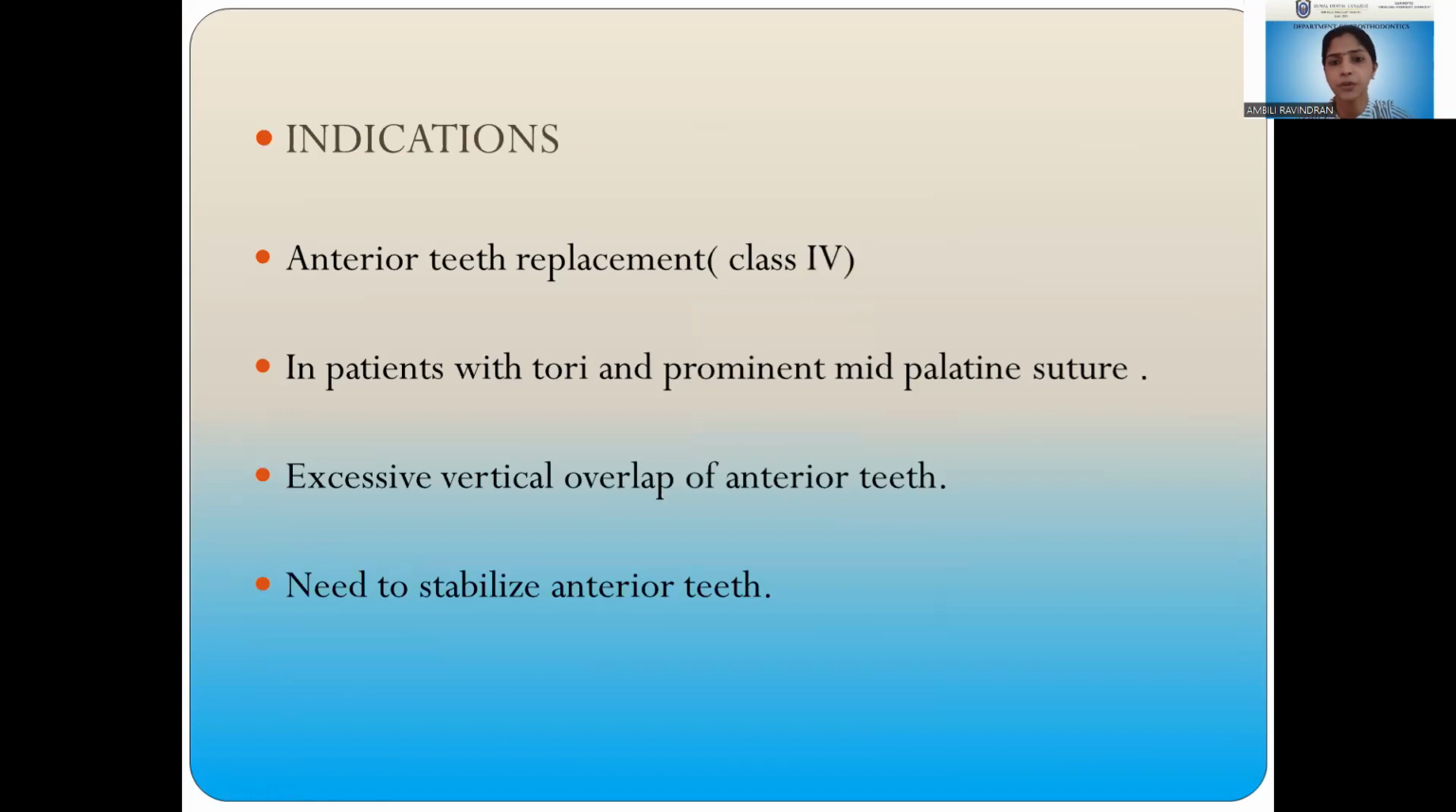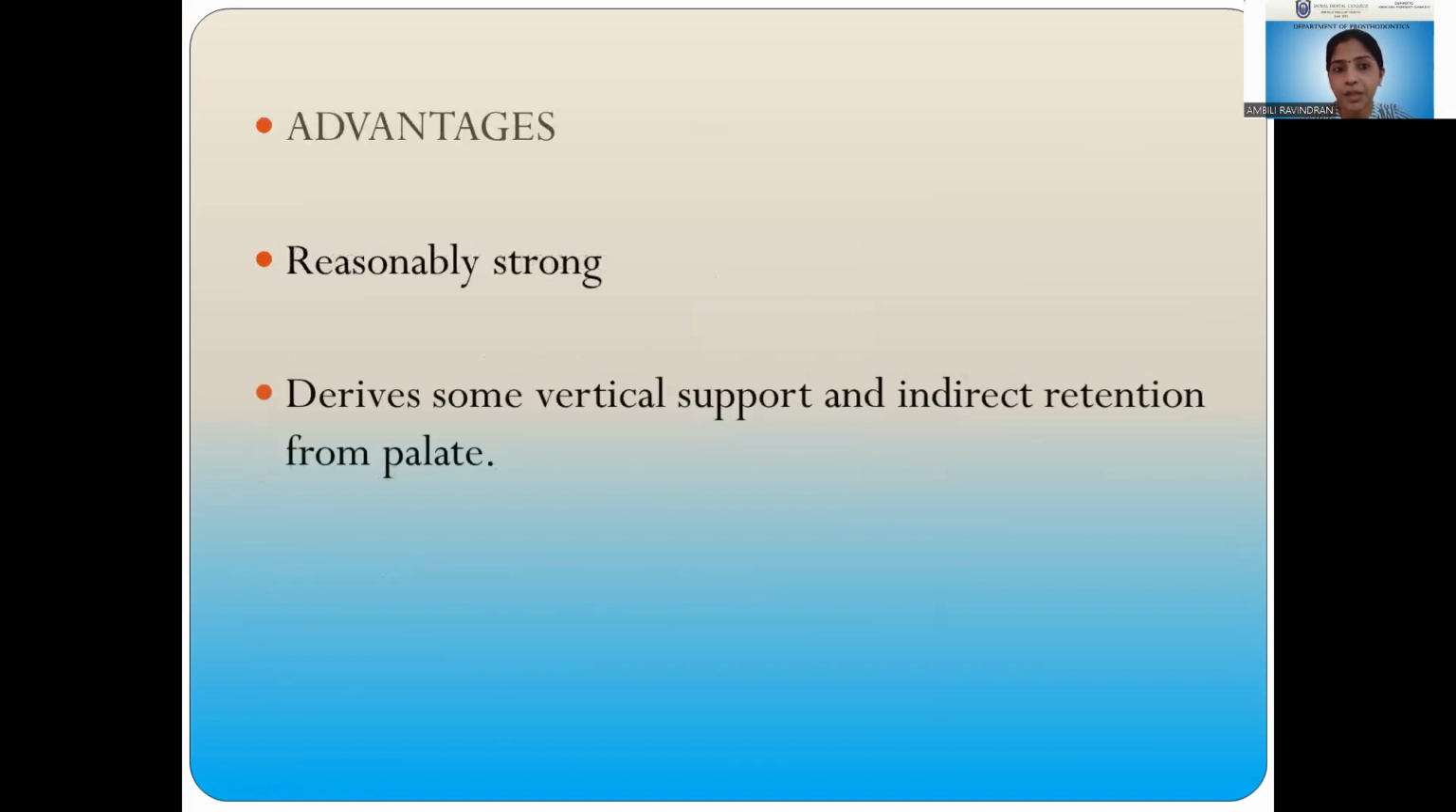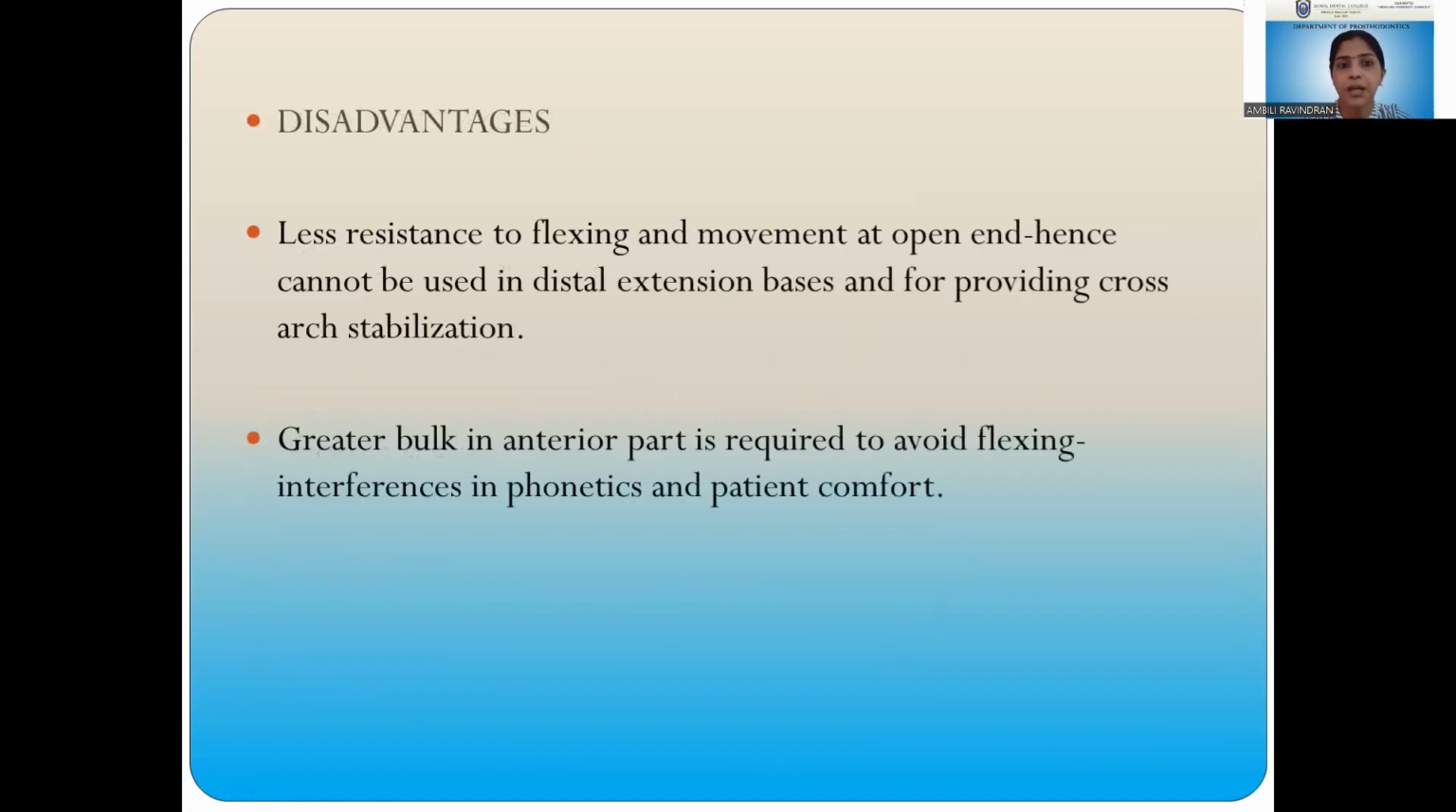It is used in Class 4 situations, and if the patient has a torus, we can use this kind of major connector. If there is increased vertical overlap of the anterior teeth, and if we need to stabilize the anterior teeth, in all these clinical situations, we can give a horseshoe type of connector. Coming to the advantage, it's strong, and it will give some amount of vertical support and indirect retention from the palate.